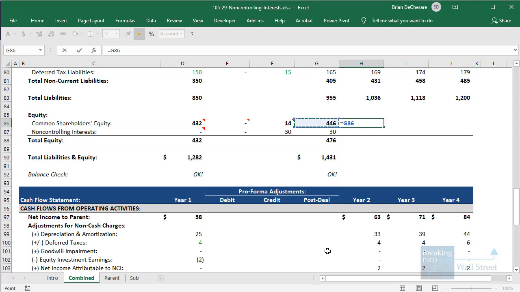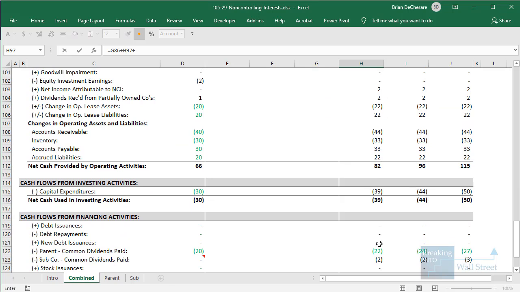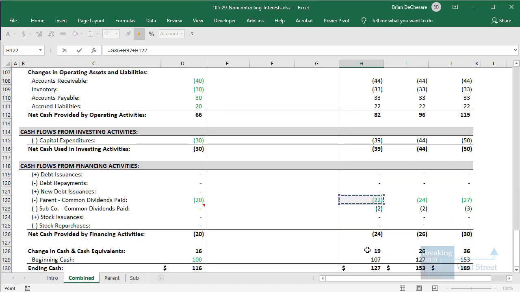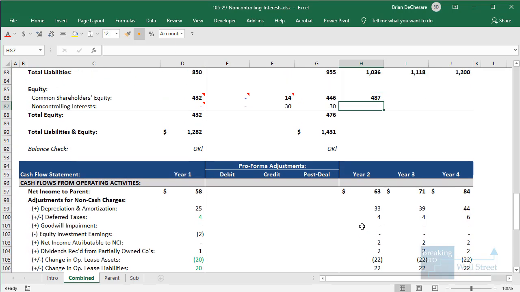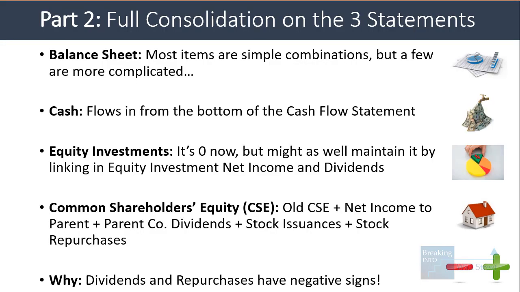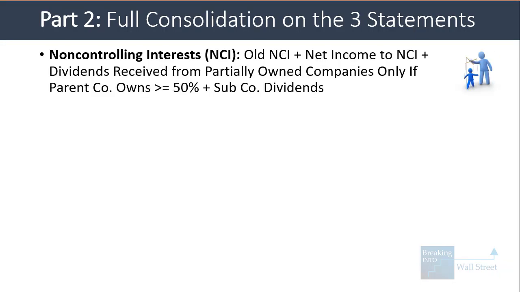So for common shareholders' equity, we'll take this number, we will add our net income to parent, we'll go down and also factor in the common dividends paid, and then the stock issuances and stock repurchases down here. And then for non-controlling interest, this is probably the most complicated formula here. We'll take the old non-controlling interest, we'll add the net income to non-controlling interest, we will factor in the dividends received from partially owned companies if the parent owns over 50%, and then we'll also include the subco dividends.